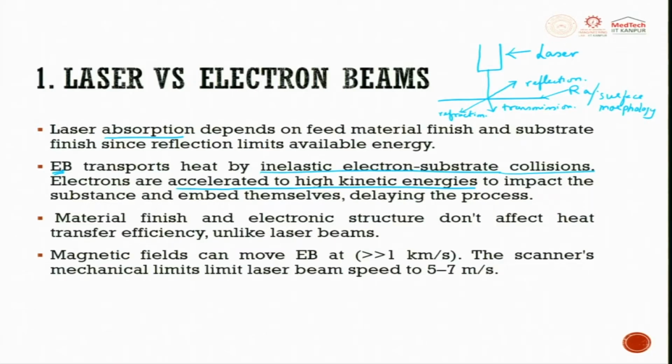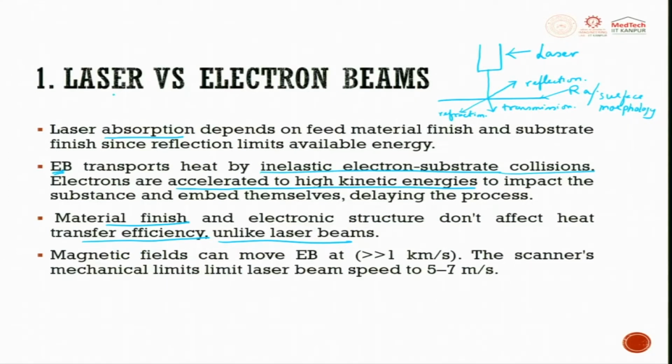Whereas in laser, we use an optical phenomenon to focus and try to increase the kinetic energy. Material finish and electronic structure do not affect the heat transfer, unlike in laser. This is a very big advantage of electron beam, the biggest advantage as compared to laser. It will have high kinetic energy and very high heat transfer efficiency. That means the process efficiency goes high when we use electron beam as compared to laser.